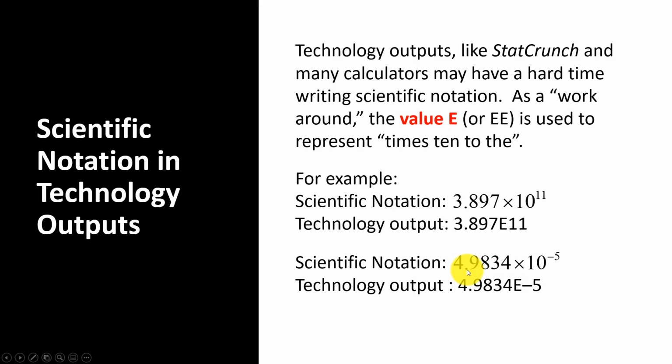Here's another example. This is 4.9834 times 10 to the negative 5. And the output from technology may look this way. Again, there's no 10. Whatever is after the E tells you the power that you are raising 10 to. So to write this in standard form, I would have to start at the decimal and move it 5 decimal places to the left. I would have to add 4 more zeros and then the decimal point for this value.